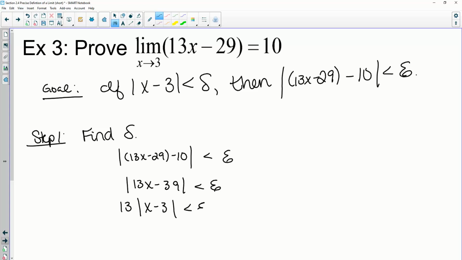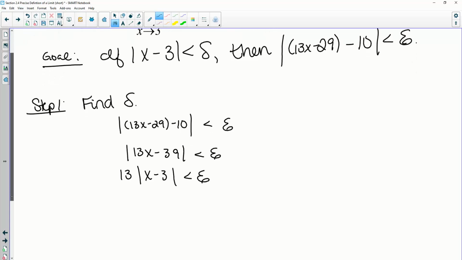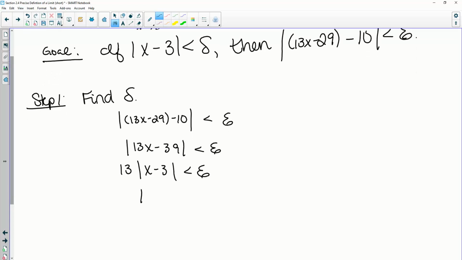If that makes more sense to you, you can. So how would I get this absolute value of x minus 3 by itself? Divide by 13. So this time we're going to do epsilon over 13. So if you tell me within 1 is acceptable, I'm going to say, well, x has to be within 1/13 of that. So when you get here, that's what we are going to use for delta.